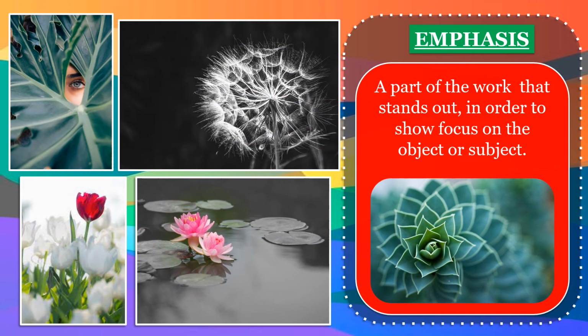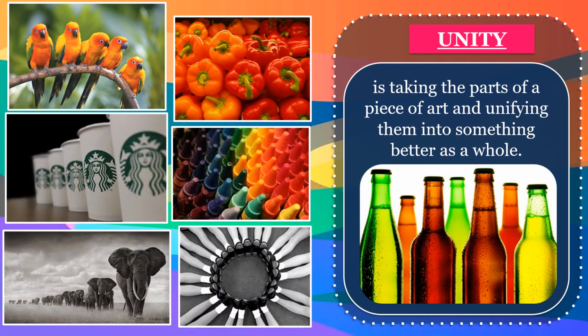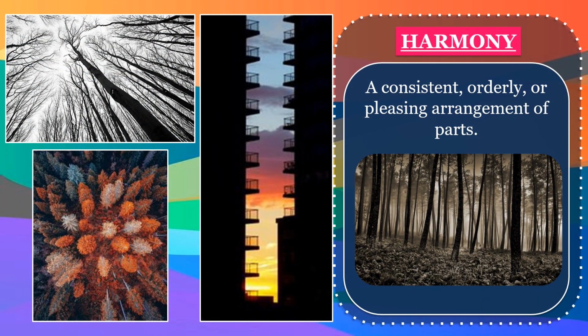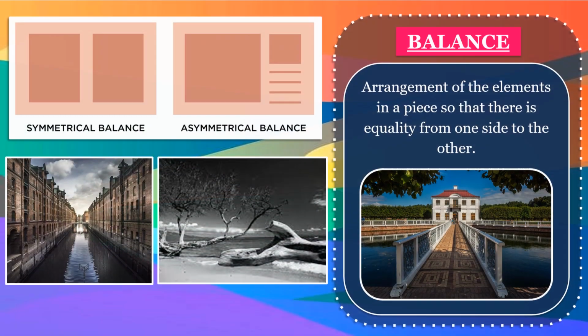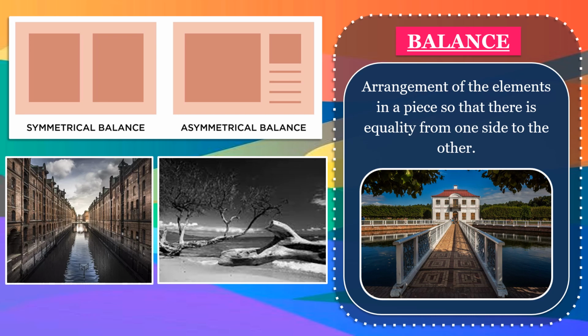Emphasis, a part of the work that stands out, in order to show focus on the object or subject. Unity is taking the parts of a piece of art and unifying them into something better as a whole. Harmony, a consistent, orderly, or pleasing arrangement of parts. Balance, arrangement of the elements in a piece so that there is equality from one side to the other.